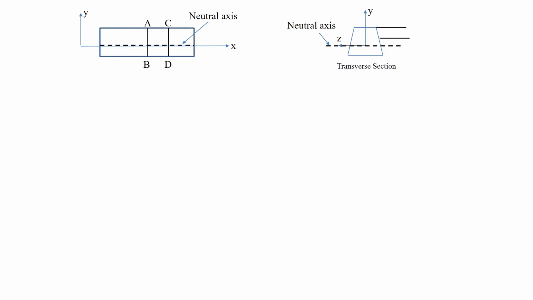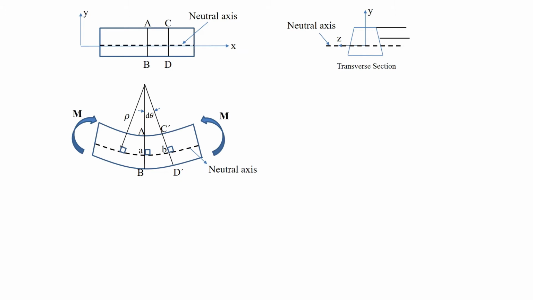As can be seen from the transverse section, the z-axis passes through the centroid of the cross section. When a bending moment is applied at each end, it bends as shown. This causes the materials within the bottom portion of the beam to stretch and the materials within the top portion to compress. Therefore, between these two regions, there must be a neutral plane, as the horizontal fibers of the materials neither shorten nor elongate. Here, rho is referred to as the radius of curvature.